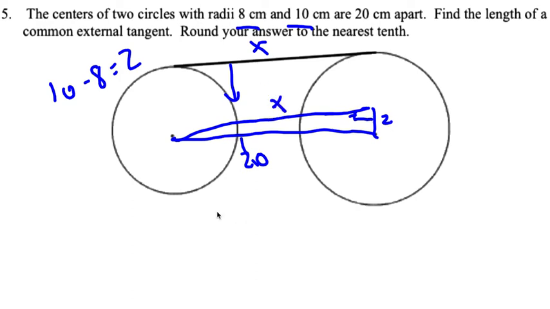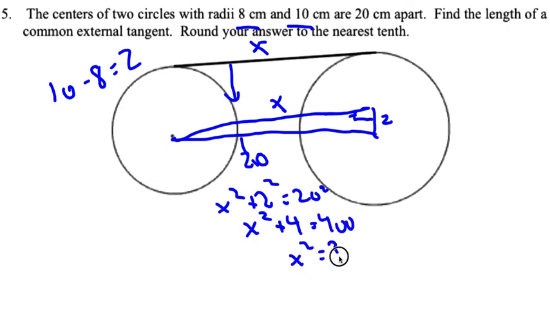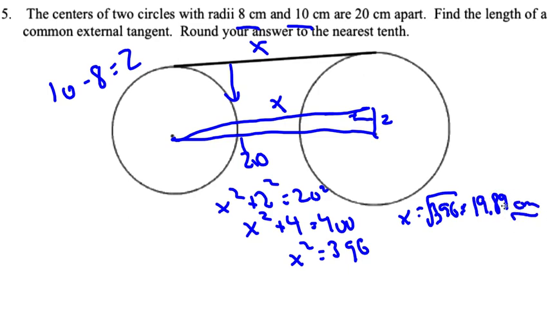But that is what we're trying to find. So we know that x squared plus 2 squared equals 20 squared, x squared plus 4 equals 400, x squared equals 396, which means x is the square root. Don't forget that part, it's kind of important. Square root of 396, or right around, close to 20, 19.89 centimeters. Key thing, when you're asked to find the length of a common external tangent, it is the difference between the radii. That is, you subtract the radii.